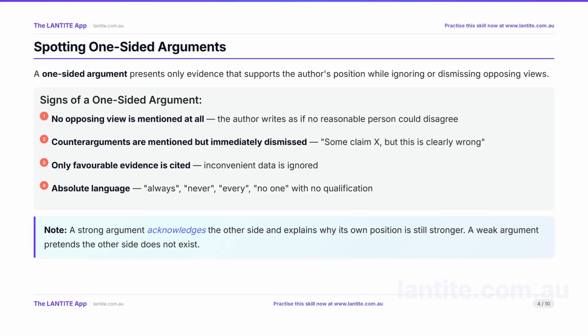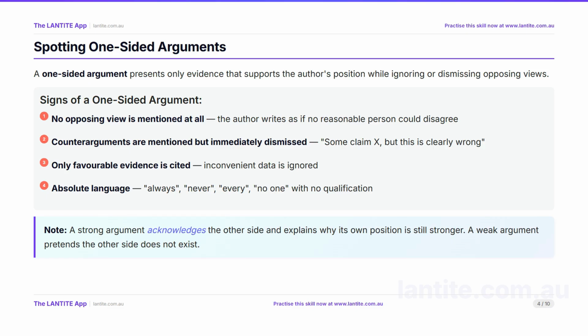A one-sided argument presents only evidence that supports the author's position while ignoring or dismissing anything that contradicts it. There are 4 signs to watch for. First, no opposing view is mentioned at all. The author writes as though no reasonable person could disagree. Second, counter-arguments are mentioned, but immediately dismissed without proper engagement. Something like "some claim X, but this is clearly wrong," with no explanation of why.